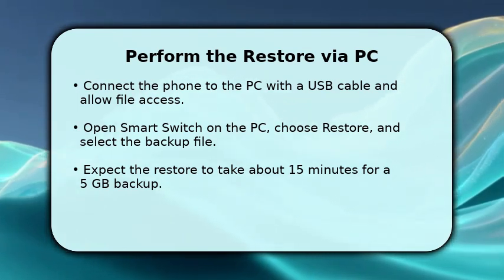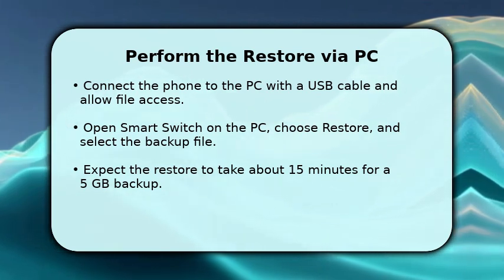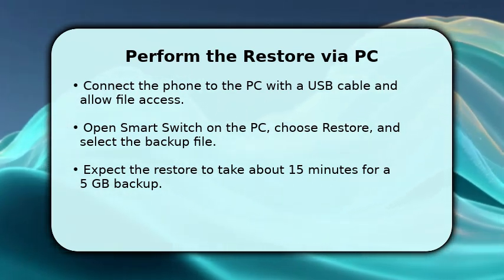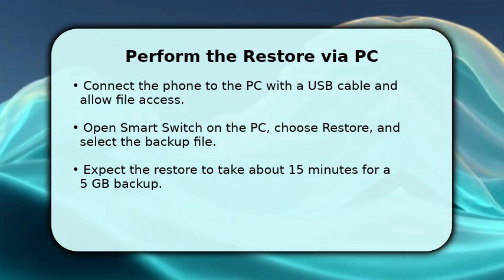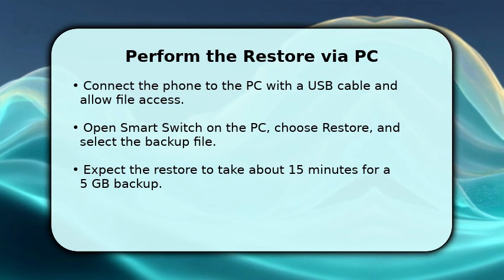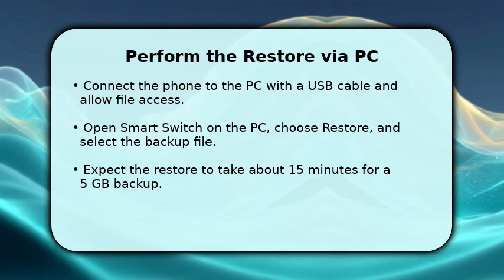Open Smart Switch on the PC and click the Restore button to begin. Select the backup file you identified earlier from the list that appears. Choose which data types to restore, for example apps, messages, or photos, and confirm your selection. Keep the phone unlocked and on screen during the transfer to prevent interruptions.